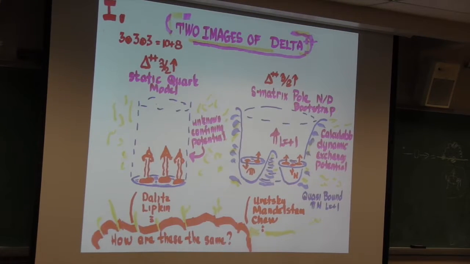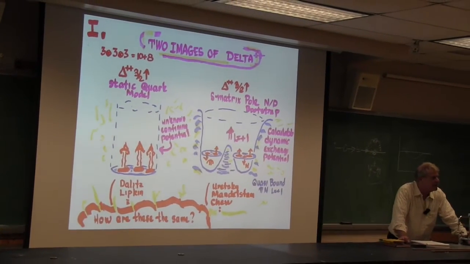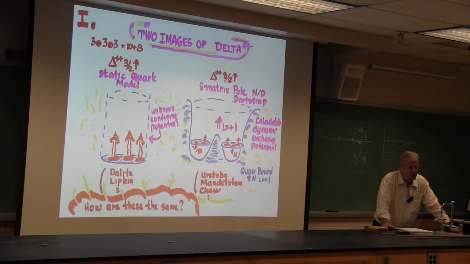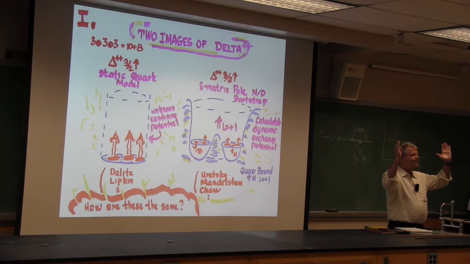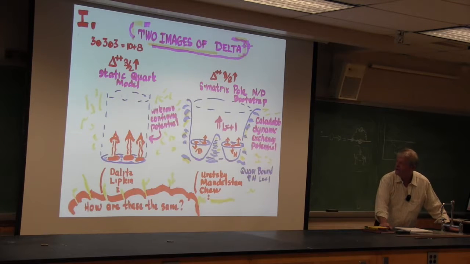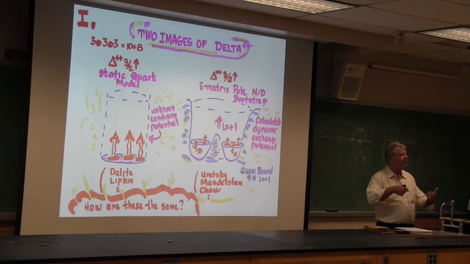And one of the ways you can see they're present is there are two images of a delta that people have discussed. One, which was discussed by the quark model people like Dalitz and Harry Lipkin, that it was 3 constituent quarks standing at attention, all with their spins in the same direction. And the other one, which was proposed by very clever people, Jack Uretsky and Stanley Mandelstam, and codified by Geoffrey Chew, is it's a quasi-bound state of a proton and a pion in an L wave.